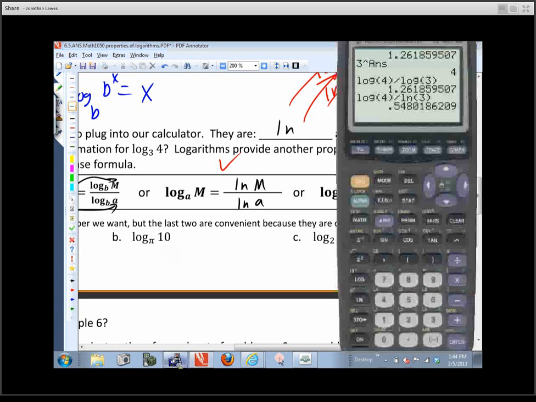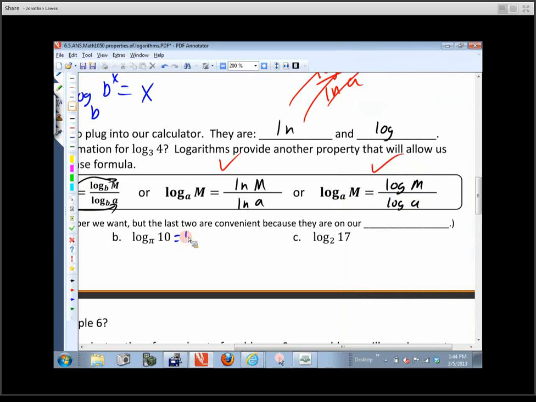If I were to do this on the calculator, I'd just type in ln of 10 divided by the ln of pi. So that's right here. I'd hit enter and there's the answer. A little more than 2, about what we expect. Okay, so this is the ln of 10 over the ln of pi.